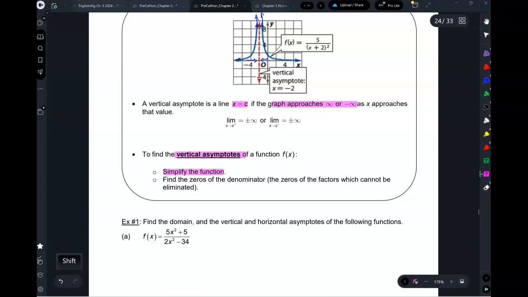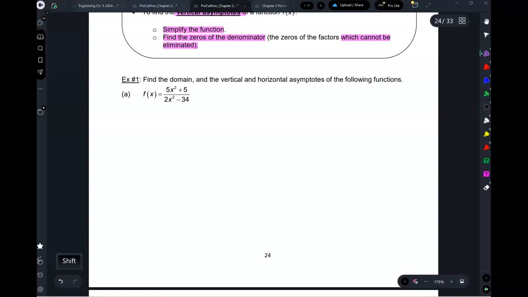First, you have to simplify the function. And then you have to find the zeros of the denominator which couldn't be eliminated. Okay? All right. So let's do a couple of examples. Take a look at this one. We want to find domain, vertical and horizontal asymptotes, and all that other stuff.